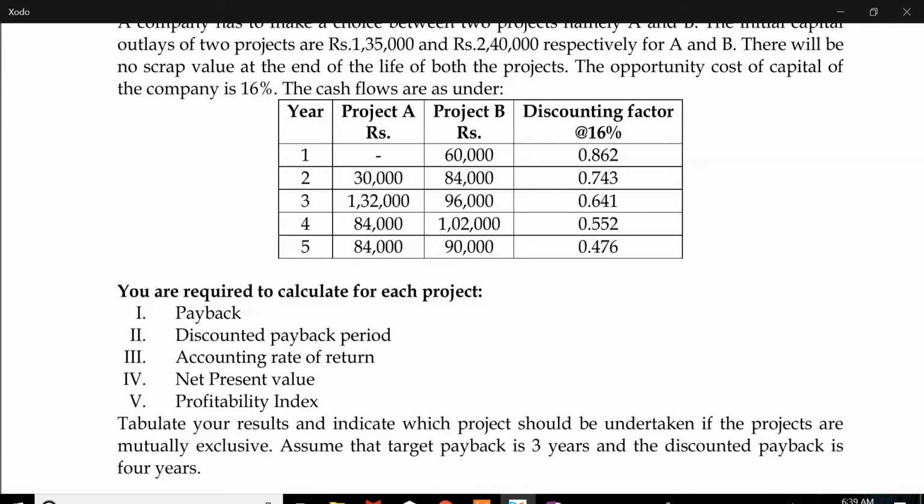NPV equal to present value of inflow minus present value of outflow.